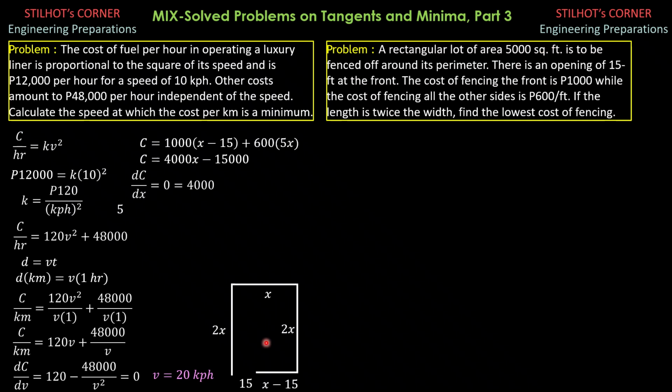The area is 2x times x equals 5,000. So x is 50 feet. If x is 50 feet, the minimum cost is obtained by substituting here: 4,000 times 50 minus 15,000. So solving for the minimum cost, it is 185,000 pesos. So the answer is letter E from the quiz, because there is no 185,000 among the choices.